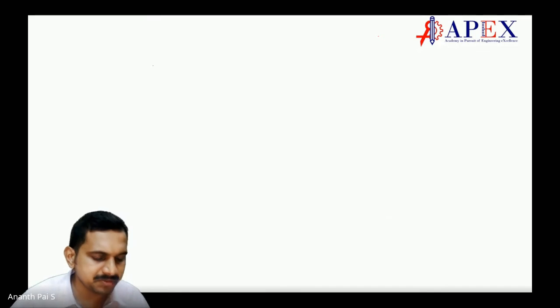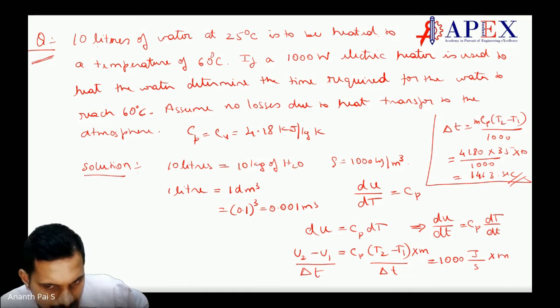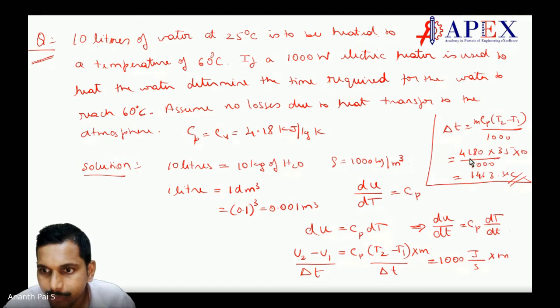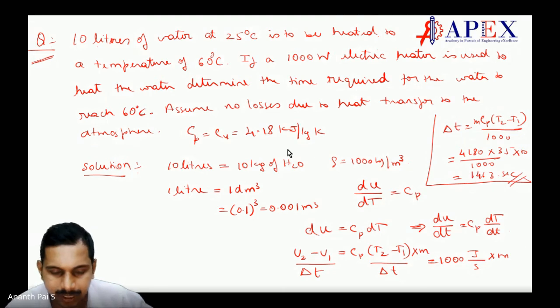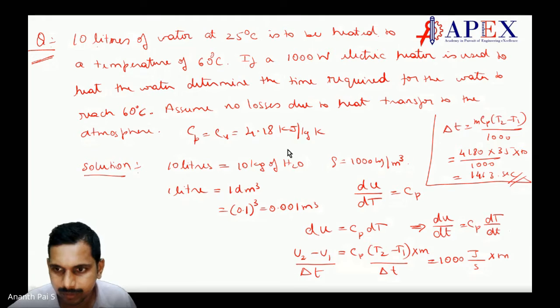Sir, 1 minute. Any doubts? Any further doubts, students? Sir, how are we getting 4180? Why is 4180 given here? Cp is equal to Cv is 4.18, 4.18 kilojoules per kg. Kilojoule. Okay, understood. Correct. Can I go further? Yes, sir. 1 minute. Any other further doubts?